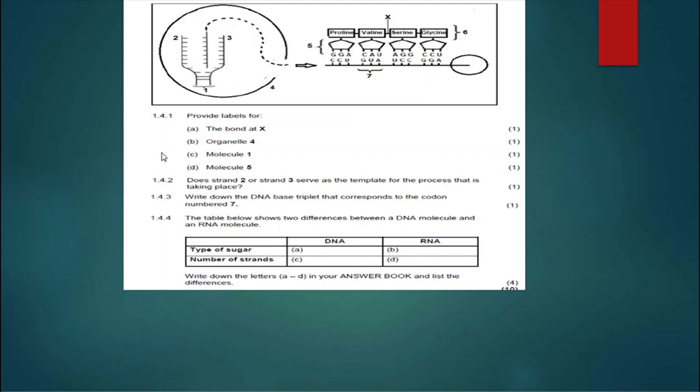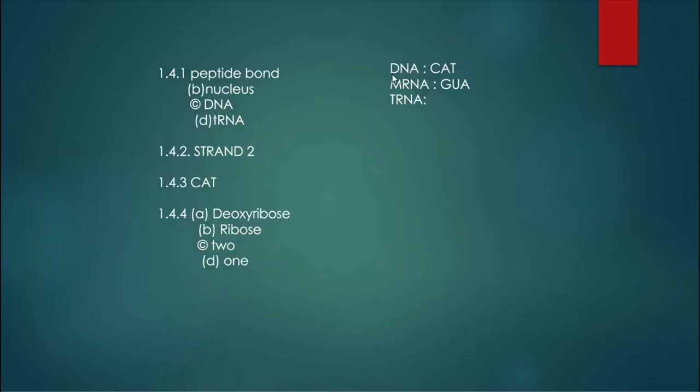1.4.3, write down the DNA-based triplets that correspond to the codon number 7. The codon is GUA, and they're looking for DNA. And here we're only given tRNA. So you're going to use the sequence to find the base triplets. You're going to move from mRNA simply to DNA, and the answer is going to be C, A, T because G pairs with C, U pairs with A, and A pairs with T in DNA.